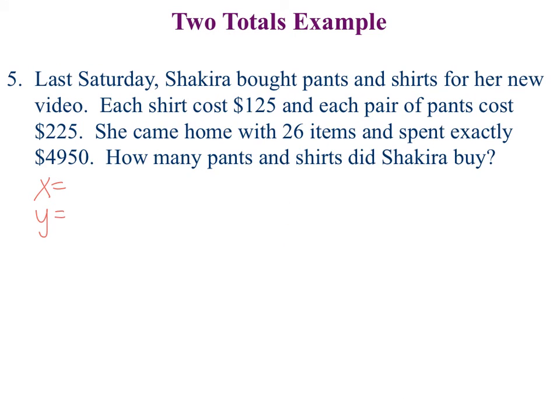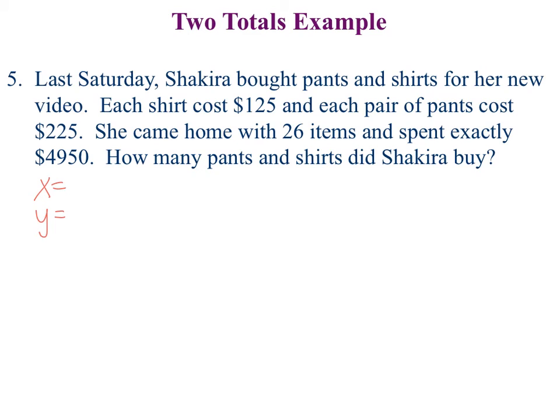All right, example 5 says last Saturday Shakira bought pants and shirts for her new video. Each shirt cost $125 and each pair of pants was $225. That's way expensive, but I guess she can afford it. She came home with 26 items and spent exactly $4,950. How many pants and shirts did she buy?